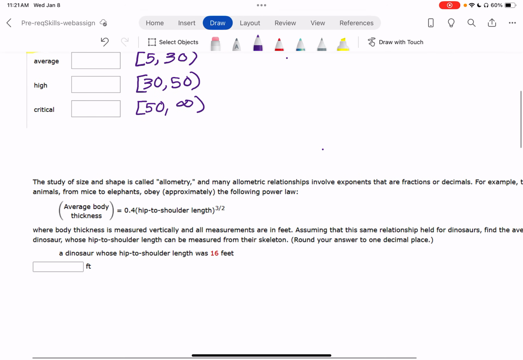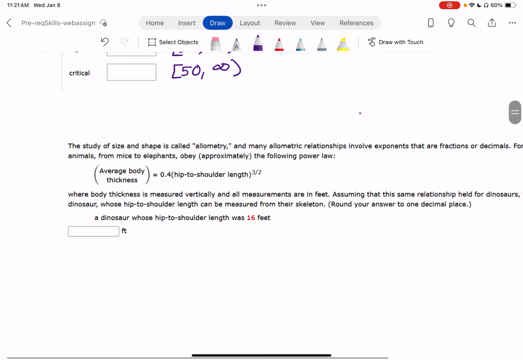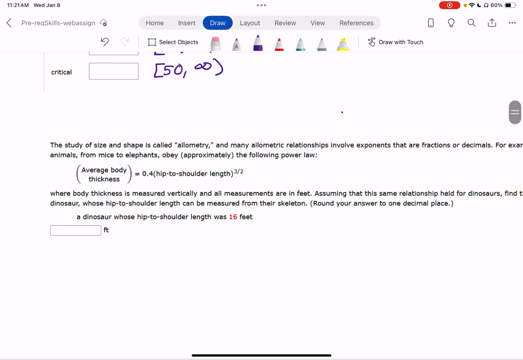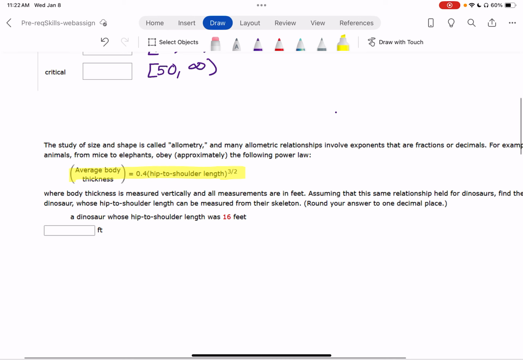Okay, so another formula you'll see in there, and once again, I know the font's kind of small, is they're just giving you this formula here. It's a formula used in science, and they talk about the details in the problem. You can read that when you're working on your homework. But what they're doing is they're providing you with a hip to shoulder length of 16 feet, okay? So you're just going to use your formula. So it's going to be 0.4 times 16 to the 3/2 exponent.